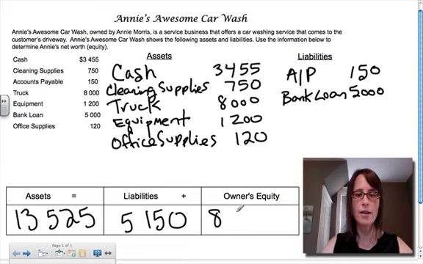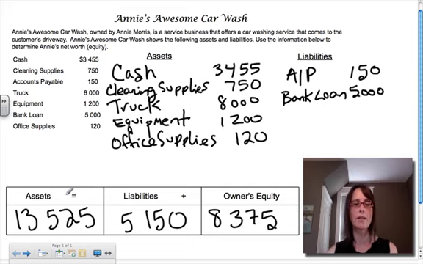And if you said that owner's equity is $8,375, you are correct. Notice that the left side of the equation, the assets, equals the total of the right side of the equation, the liabilities and the owner's equity. And this is a great example of how you can figure out the net worth of a business owner.